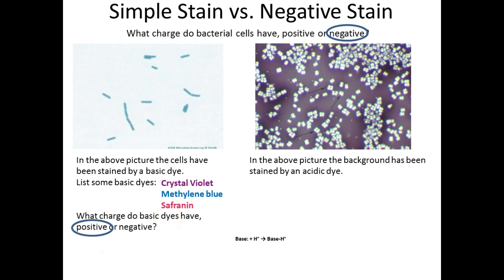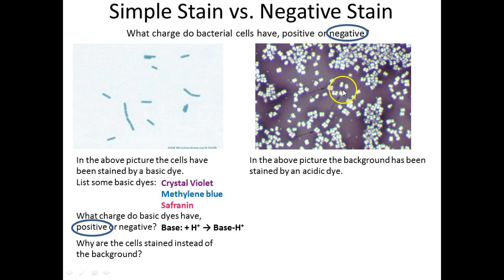So we said they're positively charged, right? And so they become positively charged in solution. And so why do they stain the cell instead of the background? Yeah, the cell is negative charge, the dye is positively charged, the opposites attract, right? In this picture, again, notice that the cells are cocci, but they're arranged in that group before. We call that tetrads. And we do have one of those today.